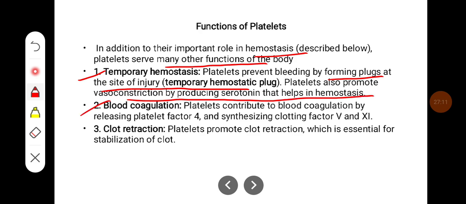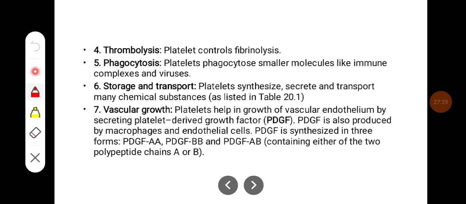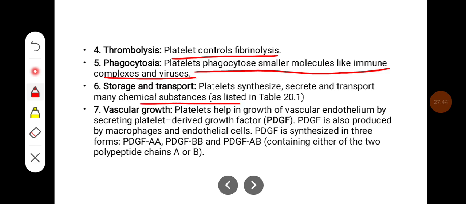Second one is blood coagulation. Platelets contribute to blood coagulation by releasing platelet factor 4 and synthesizing clotting factor 5 and factor 11. Clot retraction: platelets promote clot retraction, which is essential for the stabilization of the clot. They help in thrombolysis, as they control fibrinolysis. The platelets phagocytose smaller molecules like immune complexes and viruses. They help in storage and transport of some of the chemical substances which are related to clotting.